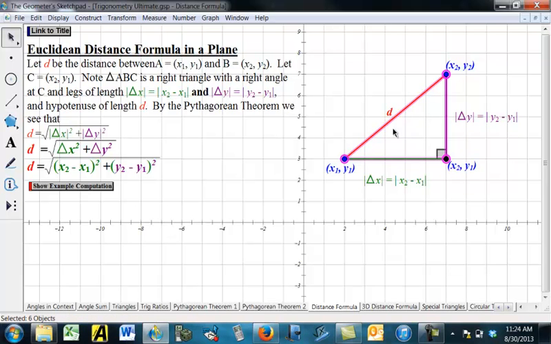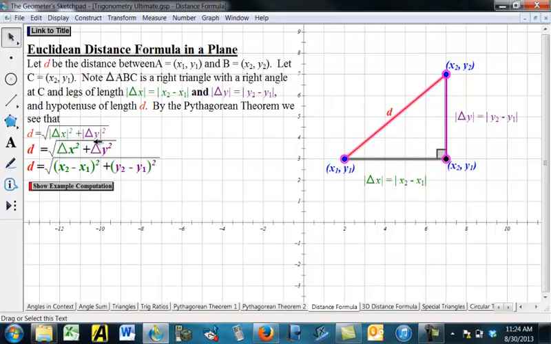Since we have a right triangle, we can use the Pythagorean Theorem that says a squared plus b squared equals c squared. If this is a right triangle, a is the absolute value of delta x, b is the absolute value of delta y, and c is d. So d is the square root of the absolute value of delta x squared plus the absolute value of delta y squared.